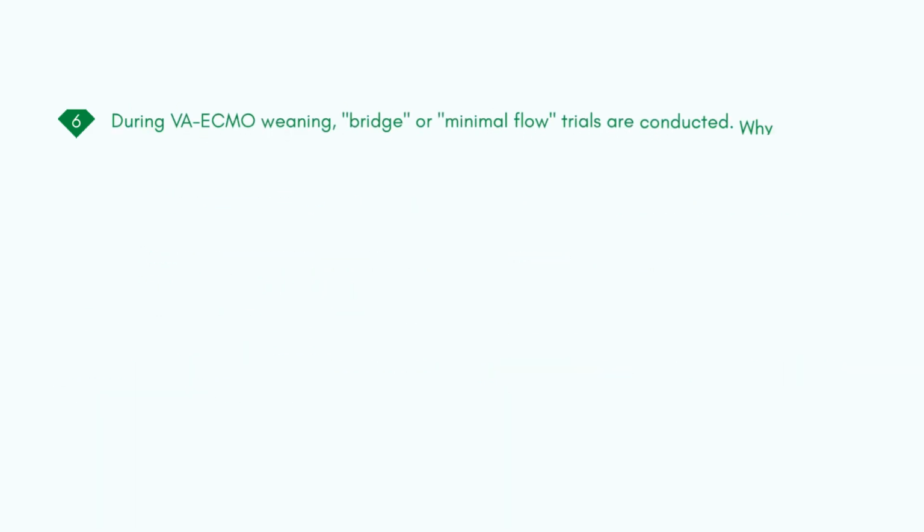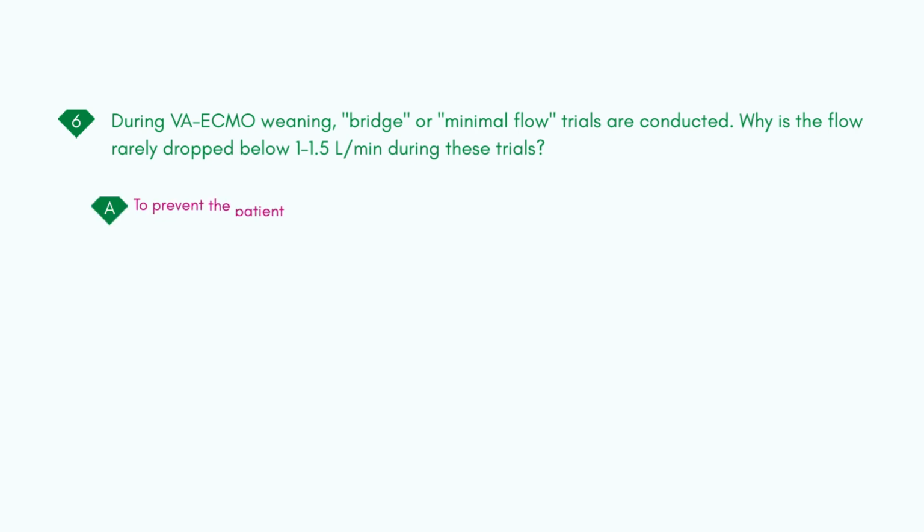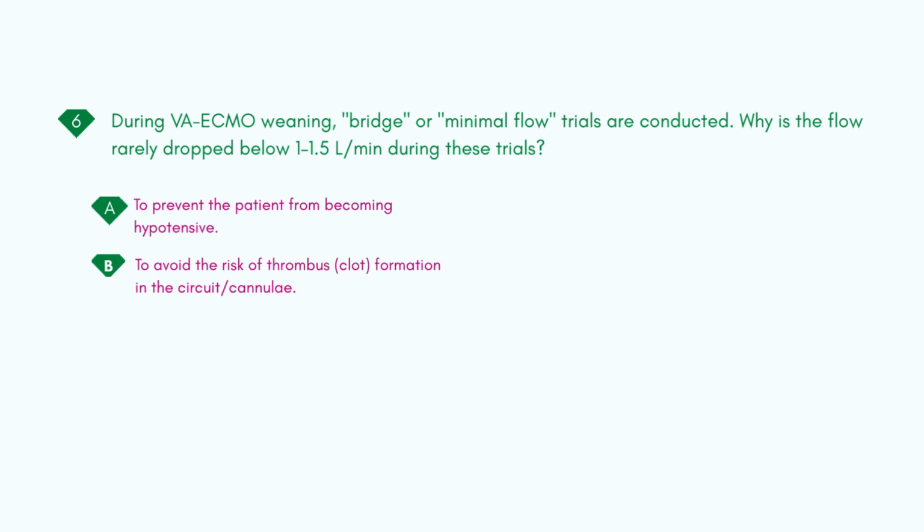During VA-ECMO weaning, bridge or minimal flow trials are conducted. Why is the flow rarely dropped below 1 to 1.5 liters per minute during these trials? A. To prevent the patient from becoming hypotensive. B. To avoid the risk of thrombus, clot formation in the circuit/cannulae. C. To maintain the FiO2 at 100%. D. To prevent the north-south syndrome.